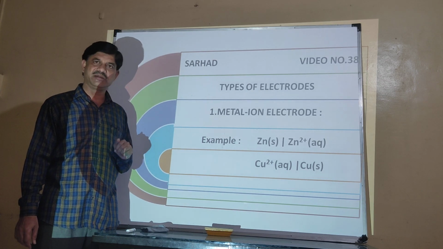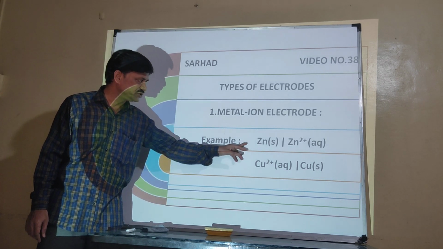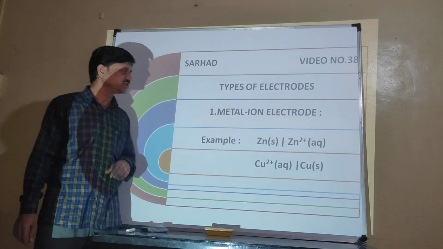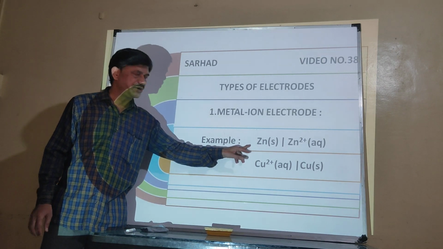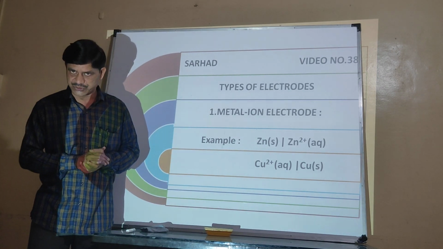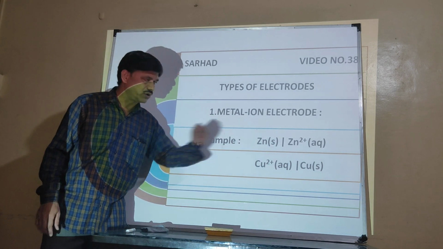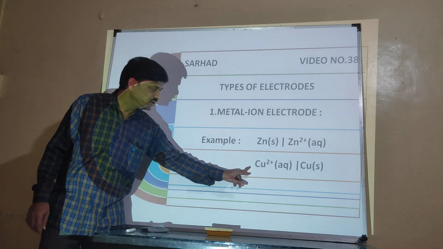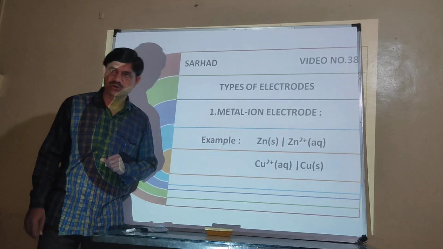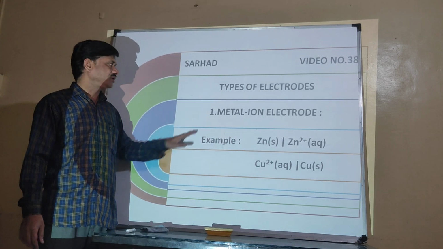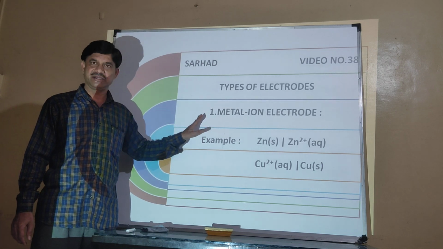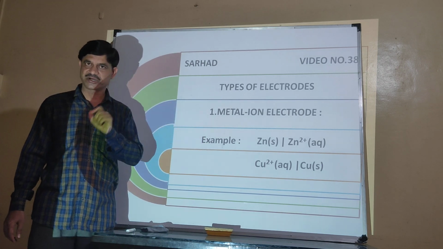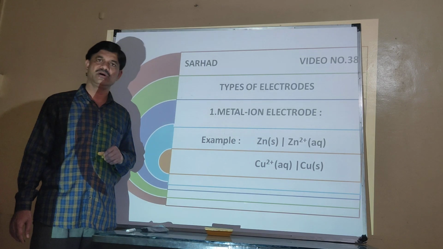So can you tell me the definition by observing these two examples? What is the first example? Zinc in contact with ZnSO4 solution, or zinc in contact with Zn+2 solution. What is the second example? Copper in direct contact with copper ion. So these are what type of electrodes? Metal ion electrode.